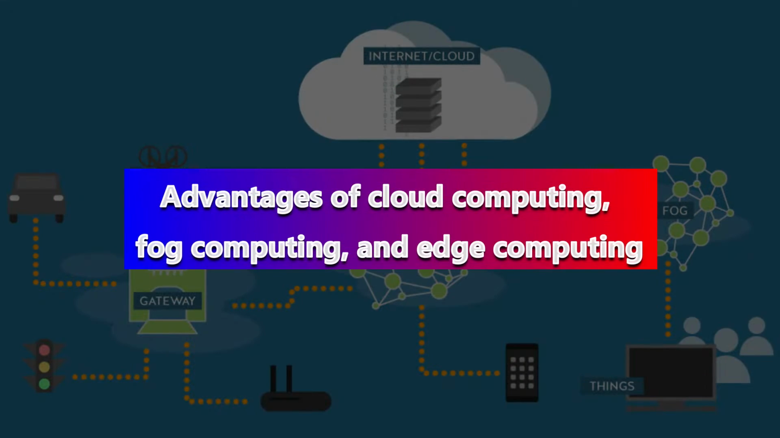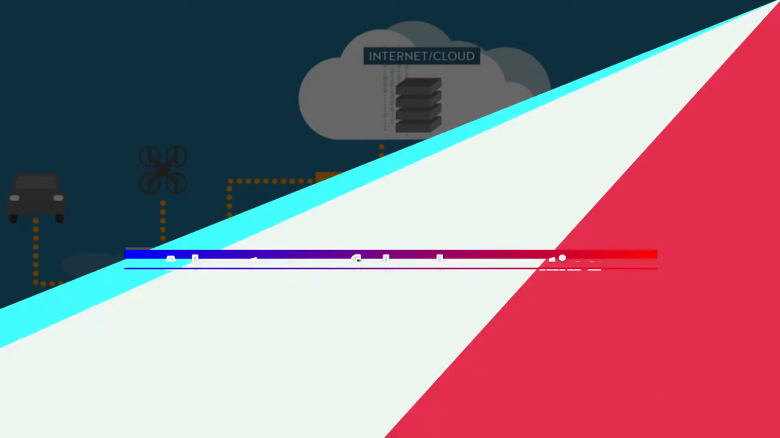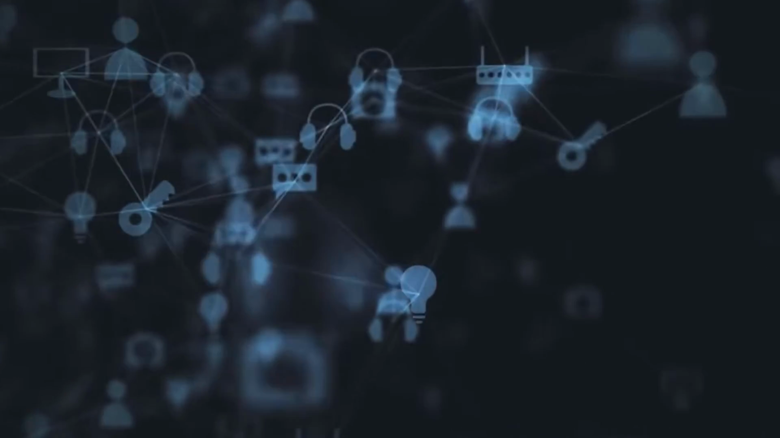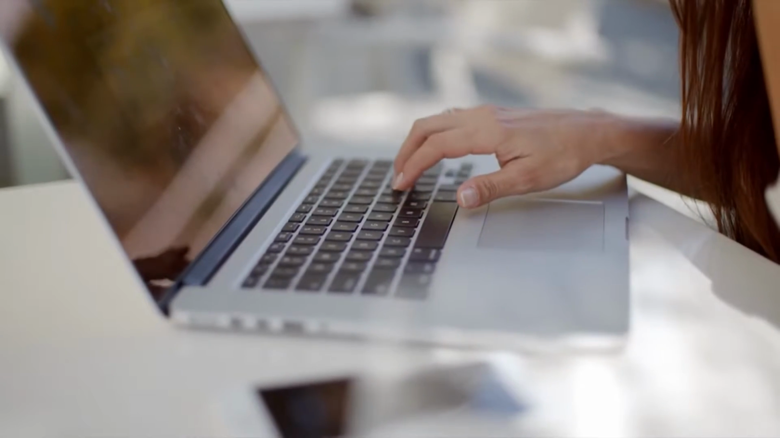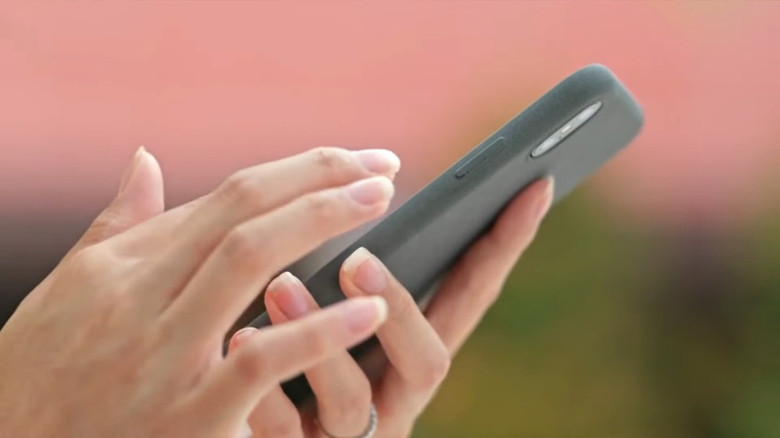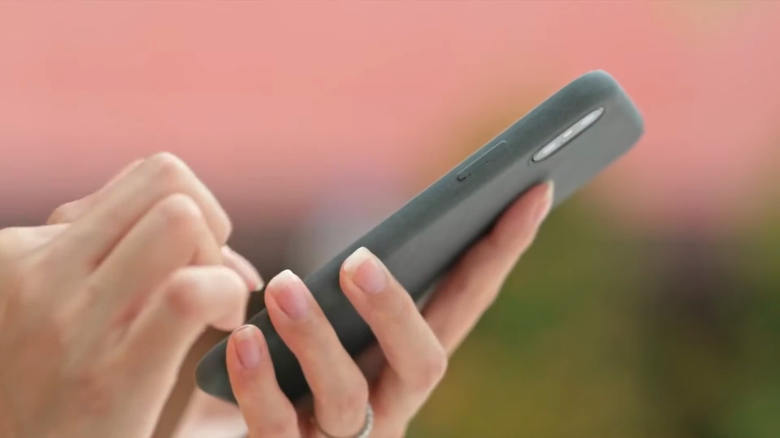Advantages of cloud computing, fog computing, and edge computing. Although less well-known than the cloud, edge and fog computing have a lot to offer businesses in general and IoT firms in particular. These networks address a variety of problems that IoT cloud computing providers are unable to address and customize decentralized data storage to meet specific requirements. Let's look at the advantages of edge, fog, and cloud computing separately.